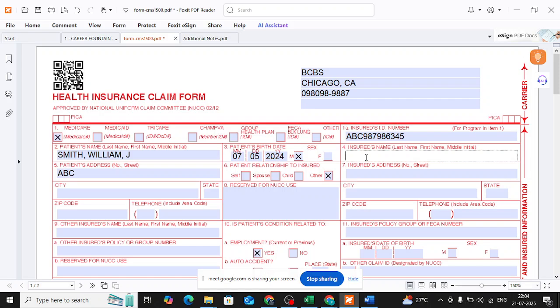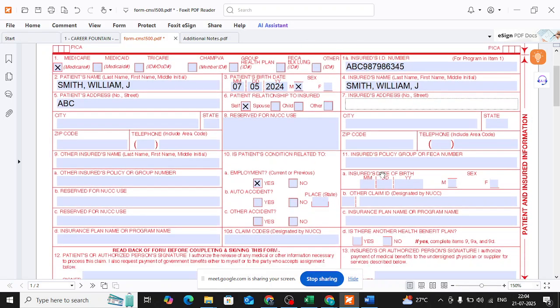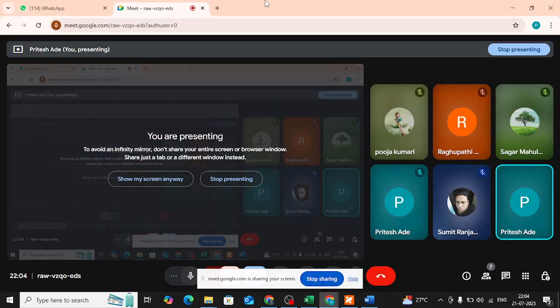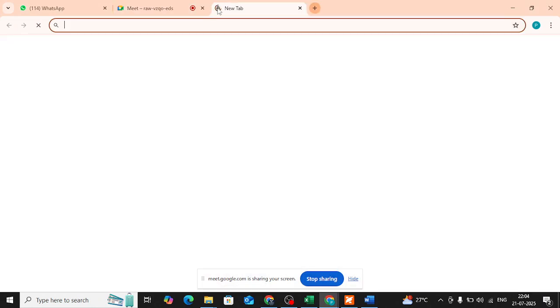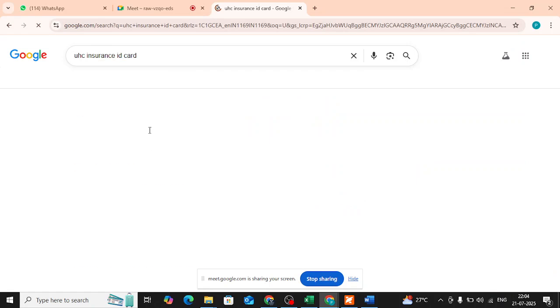The insured name may be the same or different, so we will select the same. The insured address is in box number 7. Box number 11 is the insured's policy group or FECA number. Whenever we are checking the insurance ID card, let's see an insurance ID card example.